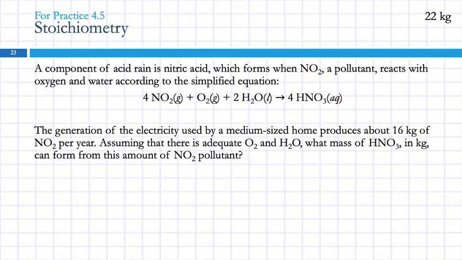Well, what number are they giving us? 16 kilograms of NO2. And they want to know kilograms of HNO3. So this is what we're going to find, and this is what we're going to start with. Oh, that's the wrong yellow. That's what we're going to start with.